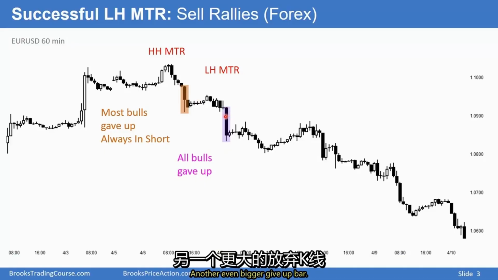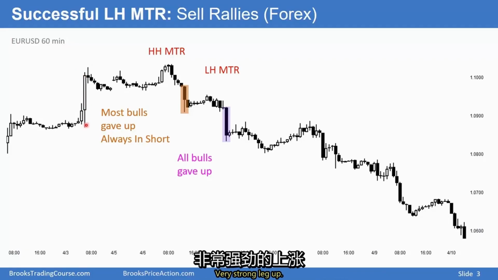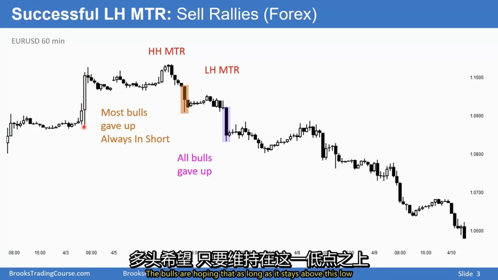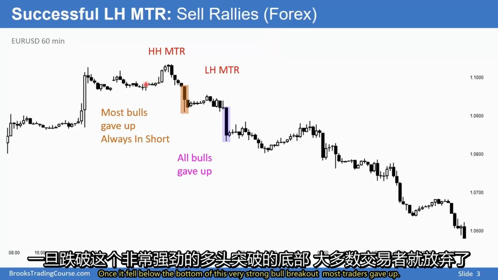Another even bigger give-up bar. We fell below the bottom of the most recent bull rally, a very strong leg up. The bulls are hoping that, as long as it stays above this low, maybe the pullback will result in a trading range and then a resumption of the bull trend. Once it fell below the bottom of this very strong bull breakout, most traders gave up.